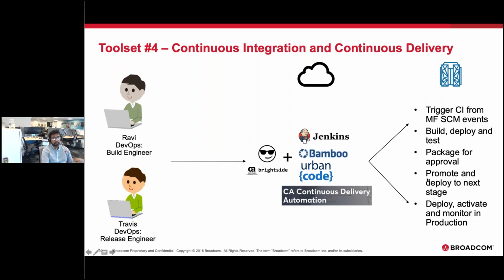You hand it off to continuous delivery, you maybe promote and deploy to the next stage, and then of course deploying it and monitoring it and activating it in production also comes into play with some of these continuous delivery orchestrators as well. So these are typical actions that are performed by Ravi and Travis as part of CI/CD.